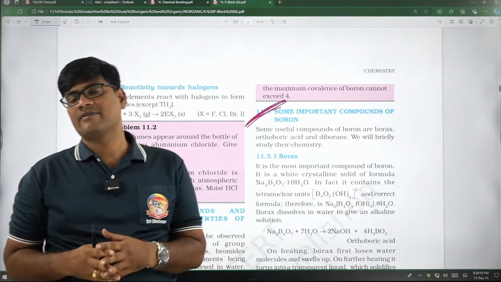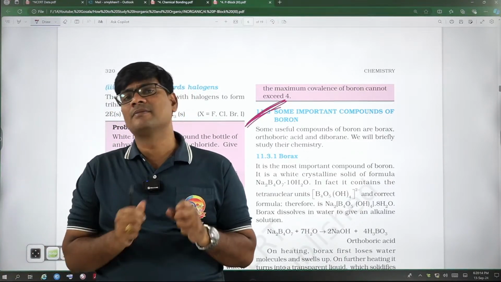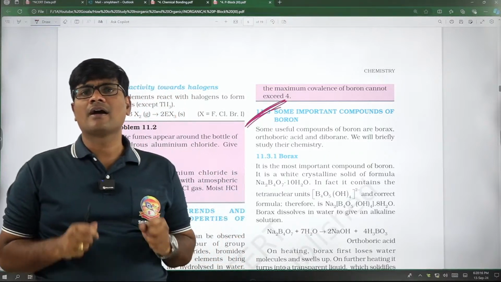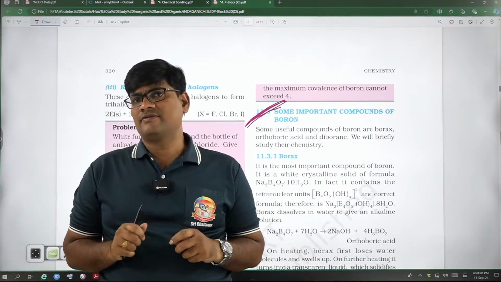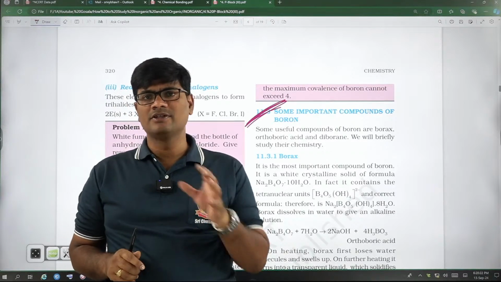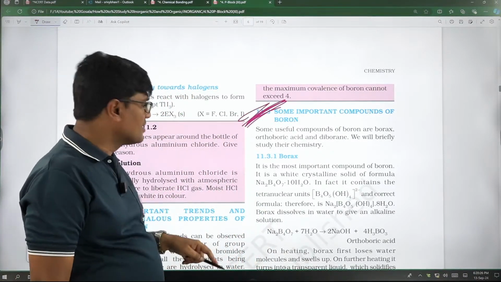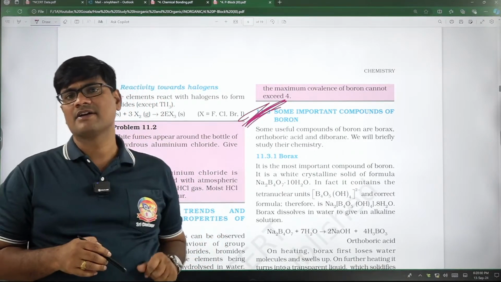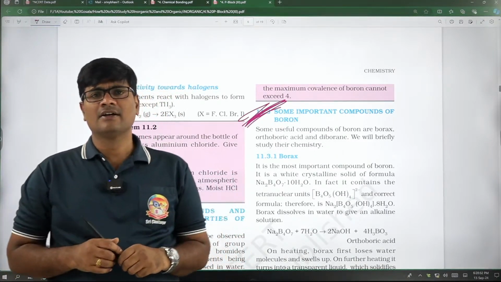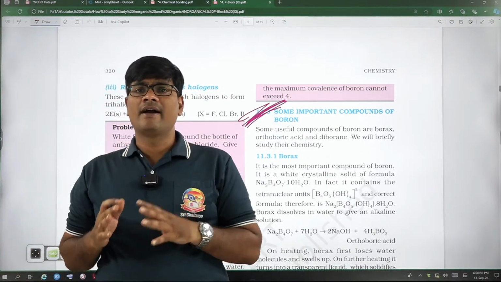Similarly, this can be applied for all the chapters in P block: boron family, carbon family, nitrogen family, oxygen family, halogen family, and noble gases. So these groups we need to go through up to some important compounds or anomalous behavior of boron, like that, anomalous properties, because it is clearly mentioned in NTA syllabus that we need to study up to anomalous properties of the second period elements.